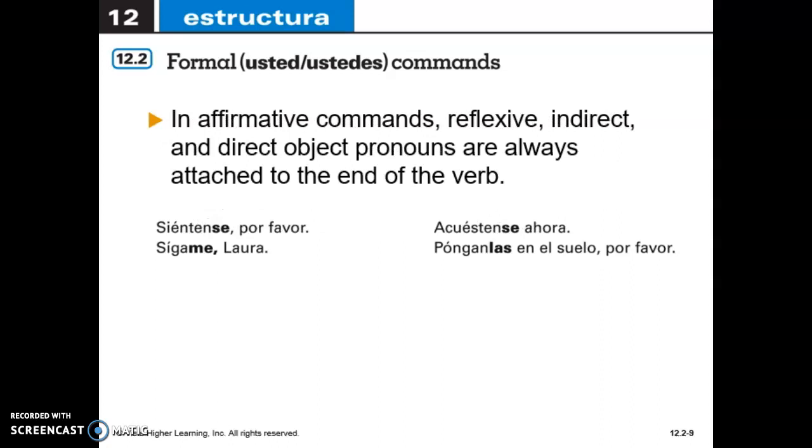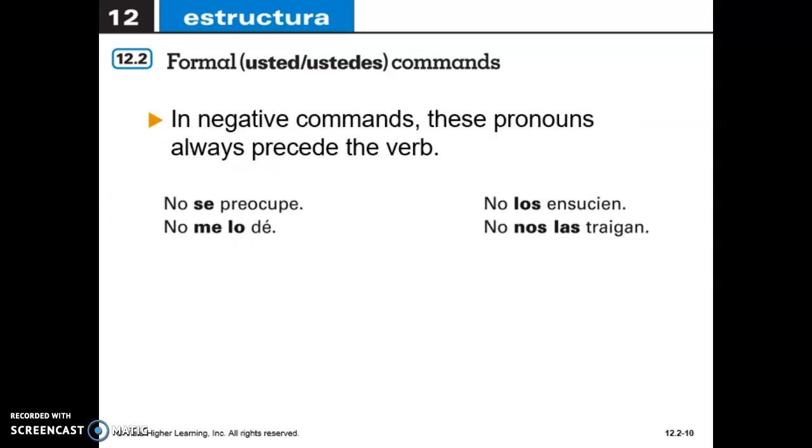I also want to mention that whenever we have reflexive, indirect, and direct object pronouns, they are always going to be attached to the end of the verb. And finally, if these are negative commands, they are going to be in front of the verb.